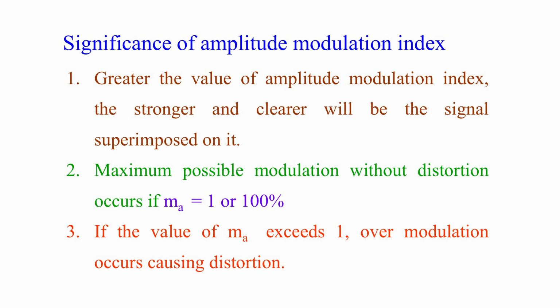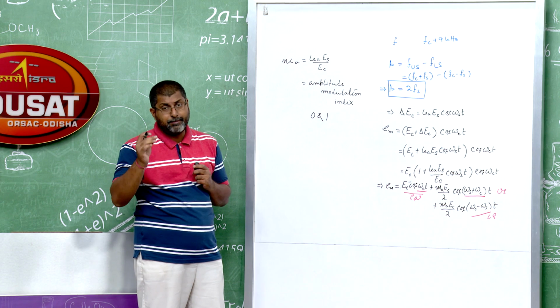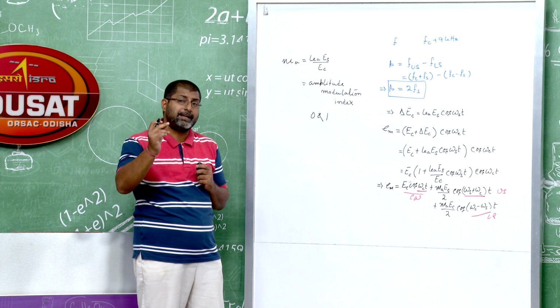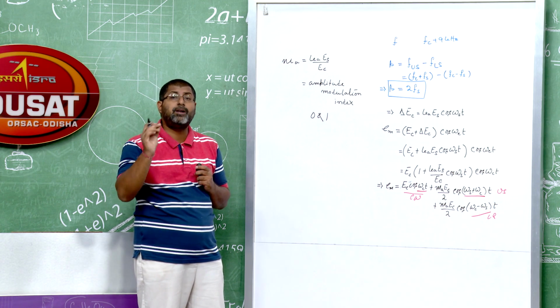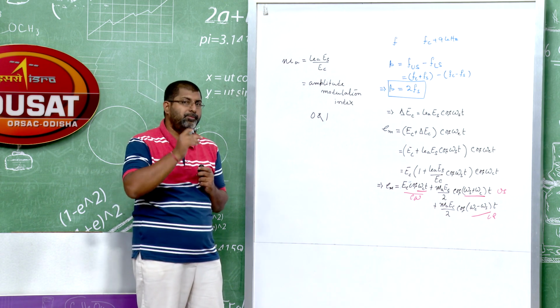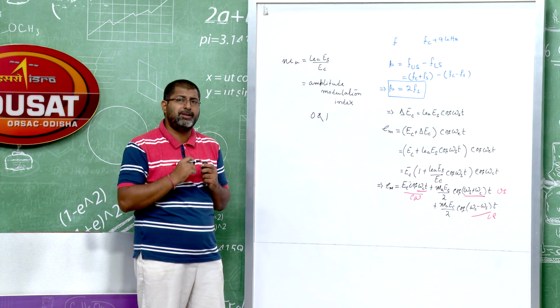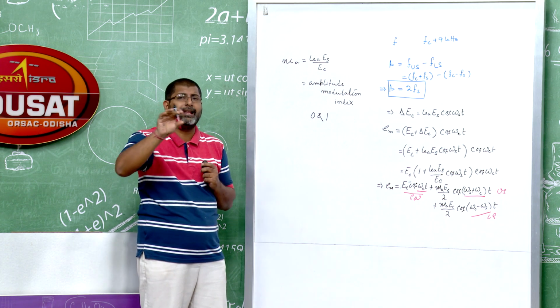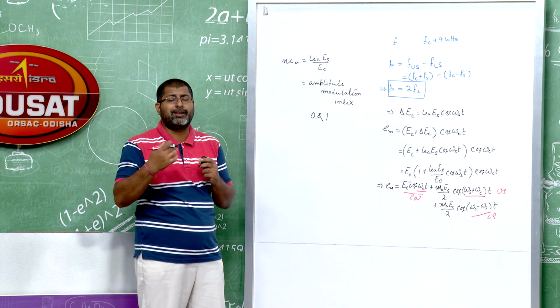Secondly, the maximum possible modulation without distortion occurs if Ma equals 1 or 100%, and if the value of Ma exceeds 1, then over modulation occurs, which causes distortion. And what do we mean by distortion? Distortion means that the input signal and the output signal are not alike.